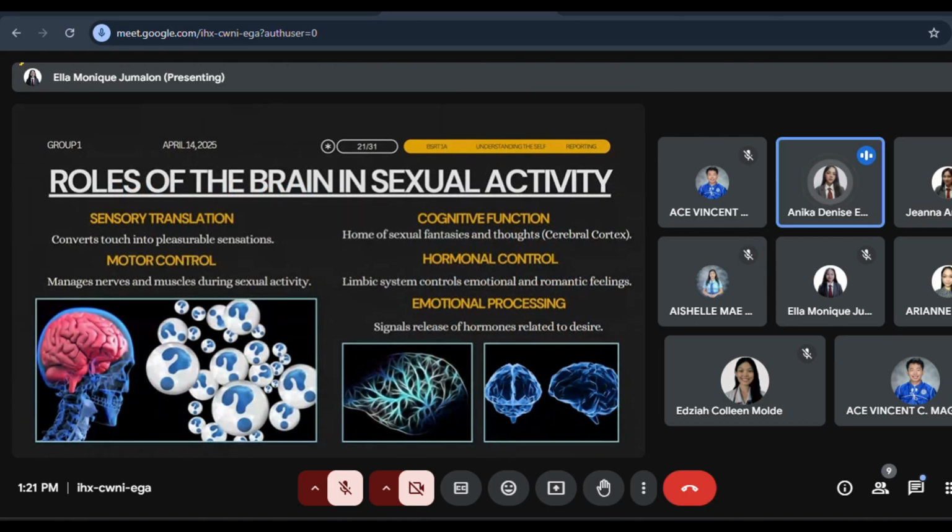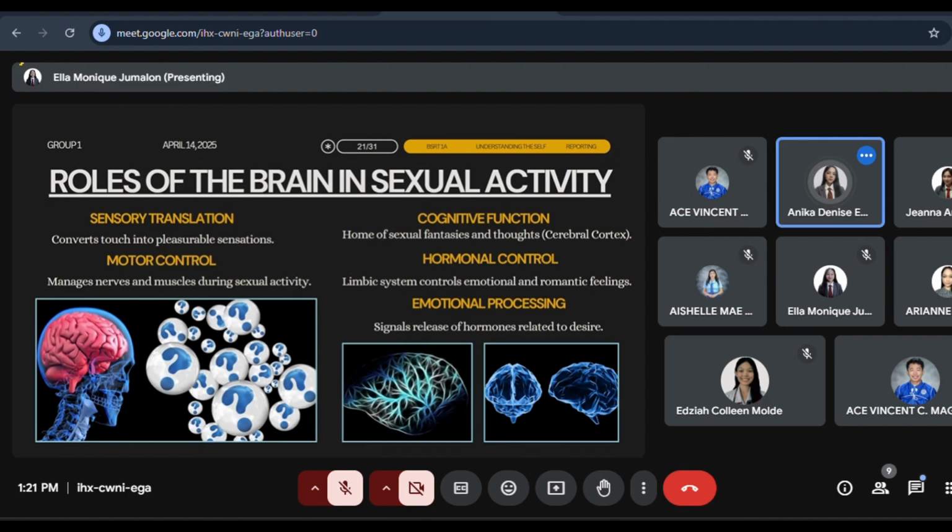The brain plays several key roles during sex. First is sensory translation. When your skin is stimulated, the brain translates those nerve signals into pleasurable sensations. It decides what feels good. Second is motor control. It also controls the physical actions, the nerves and muscles involved in arousal and orgasm.